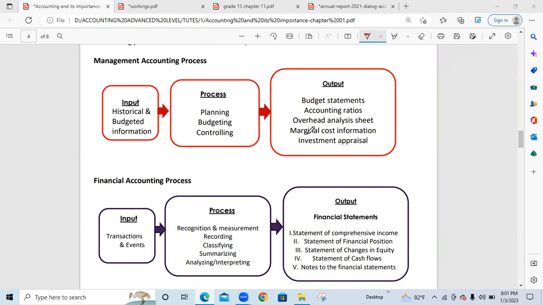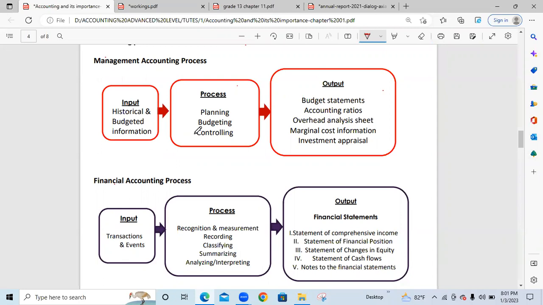So guys, if you take a process, there are two: management and financial information, which you all already know. So what is the process of management accounting? What is the process of financial accounting? You need to know. The process has input, processing, output. For management accounting, what is the input? Historical and budgeted information. You will take your past information, and related to the future, to make your statements and your output. I told you, you need past information. Not only that, you need future information.